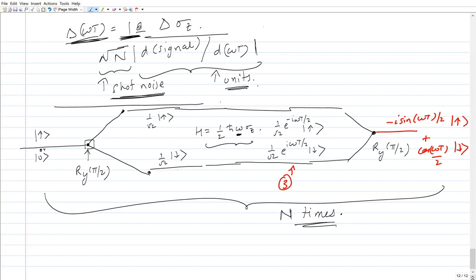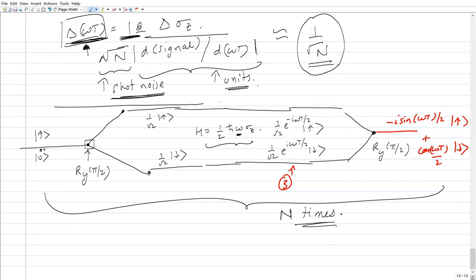So if you calculate this quantity, variance of sigma z over d signal by d omega t, what you get out from here is just 1 over root n. So the scaling of my estimation of the parameter omega, the variance of it goes as 1 over square root of n. So if I have n independent trials or n independent atoms, and I'm repeating this protocol for each atom, this is the scaling I get.